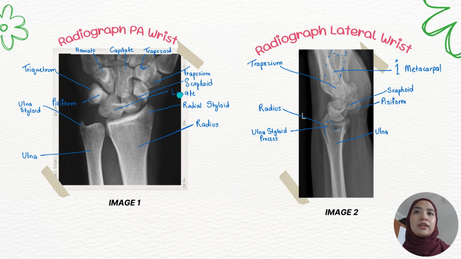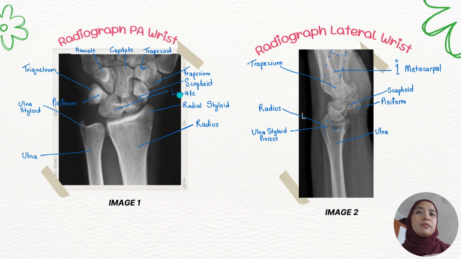As you can see here, there are two radiographs in this slide with different views of the wrist. Image 1 shows the PA projection of the wrist, and image 2 shows the lateral projection of the wrist. Basically, PA and lateral projections of the wrist are commonly performed in a clinical or hospital setting in order to assess the bones and joints of the wrist to look for any fractures, dislocations, or any other abnormalities.